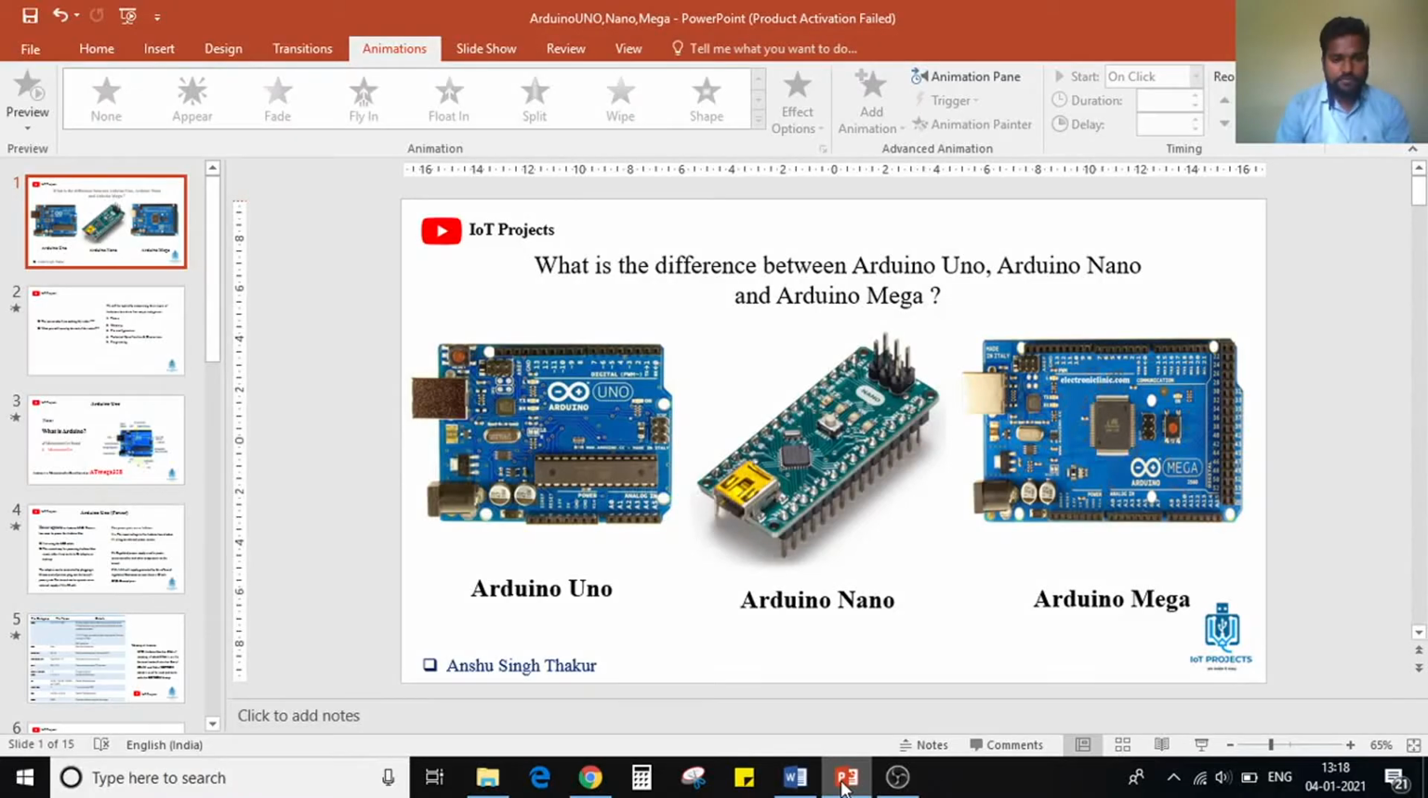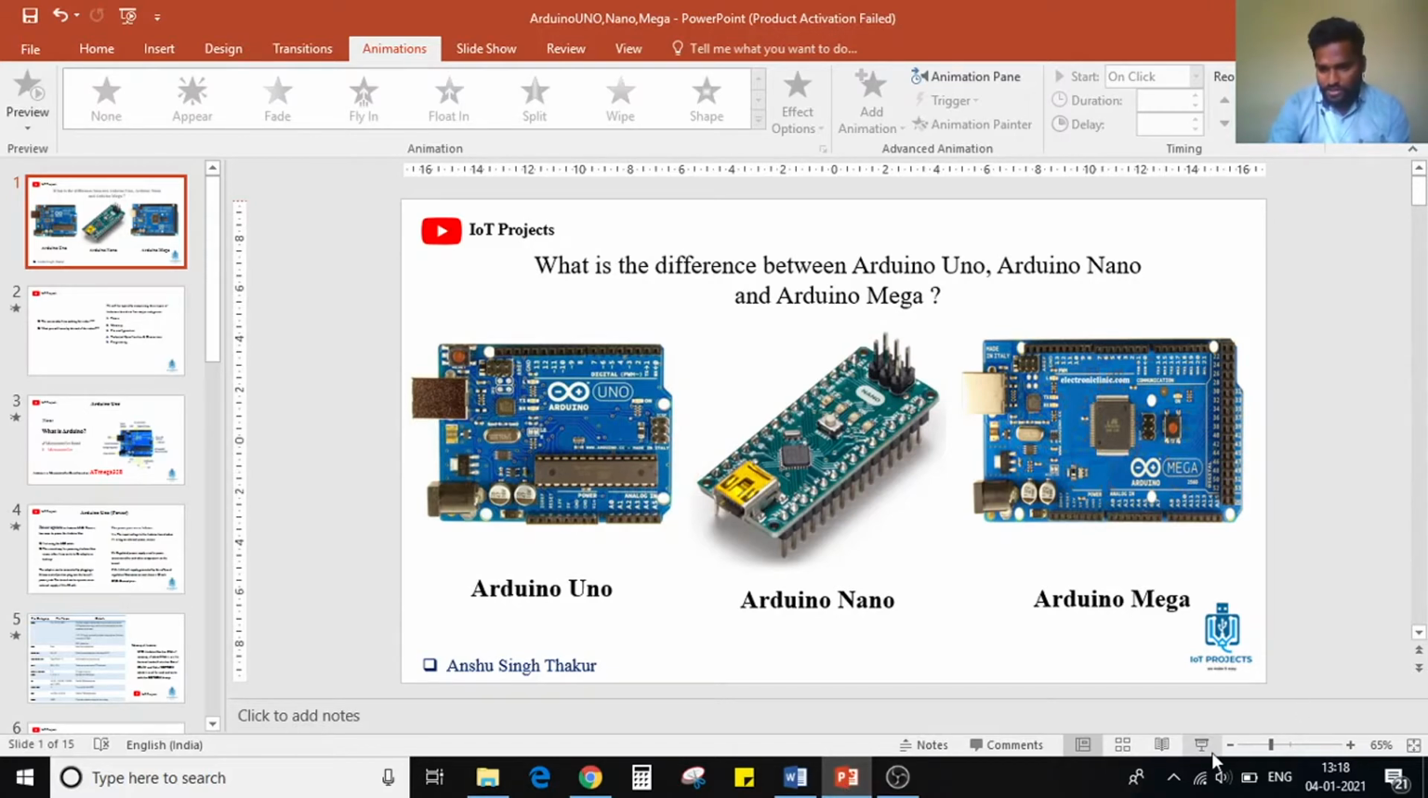Today we will be discussing the fundamental difference between the Arduino Uno, Arduino Nano and Arduino Mega. So let's start the discussion. So today's topic is what is the difference between Arduino Uno, Arduino Nano and Arduino Mega.